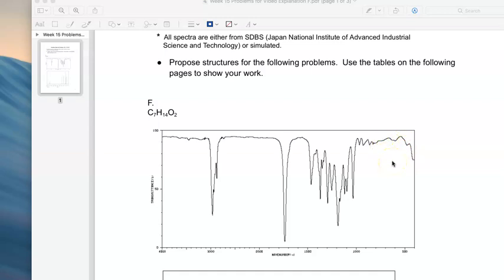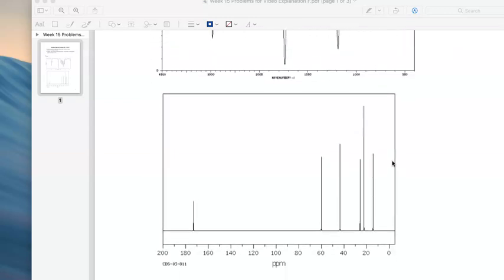So next we will look at the CNMR, which is here. Looking at the CNMR spectrum, we see that we have 6 signals. So 1, 2, 3, 4, 5, 6. So those are the 6 carbons. Given that our formula has 7 carbons, we know that 2 of our carbons must be identical so that they are only giving off 1 signal.